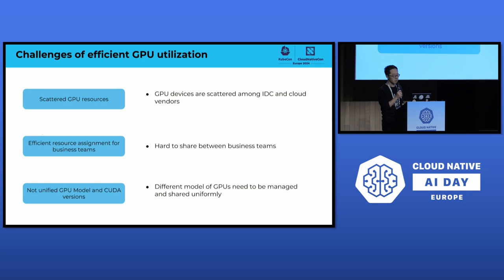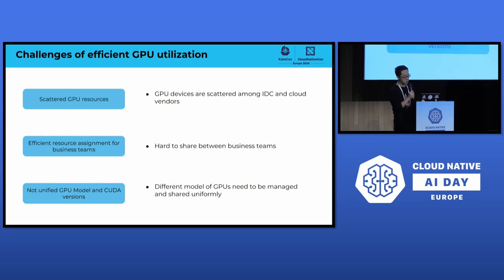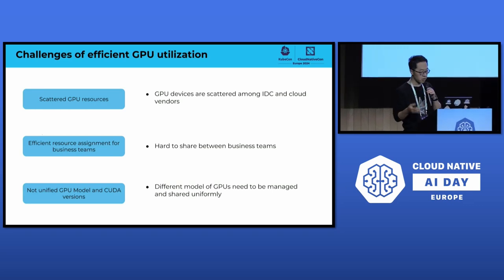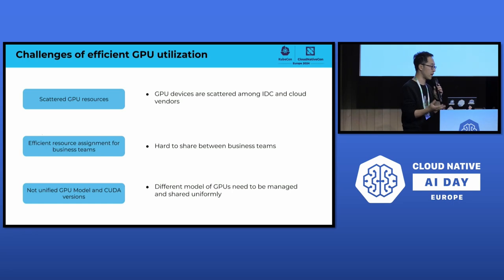And also, because the hardware and the driver software, the CUDA, keep upgrading, you might have different types of GPU and the corresponding CUDA in your environment. So that becomes a problem too. How should we develop a platform to deal with that? Especially when you're moving to a multi-cluster or multi-cloud architecture, how to efficiently manage all the resources and let the application and business teams help themselves is very important.